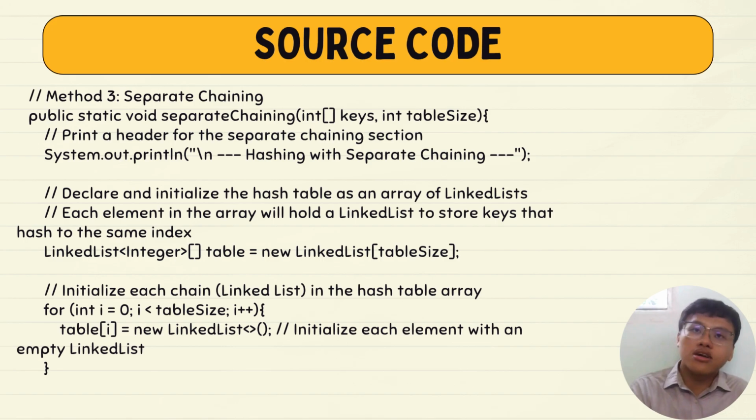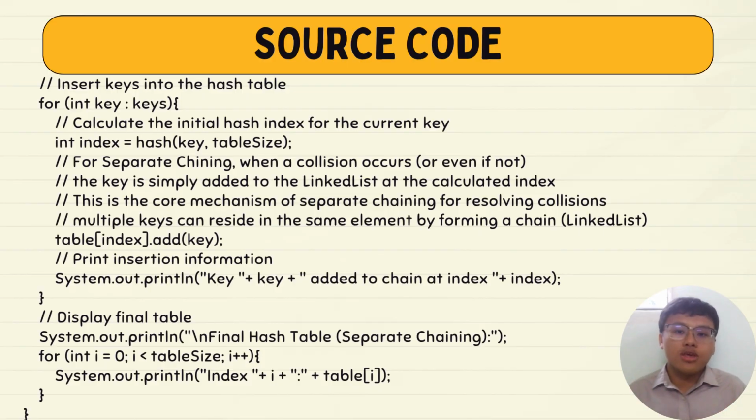So this is the code for the linked list. Then we initialize each chain, each linked list, in the hash table array. Use a for loop to initialize each element with an empty linked list. Next, we insert the keys into the hash table. Use a for loop, and calculate the initial hash index for the current key.